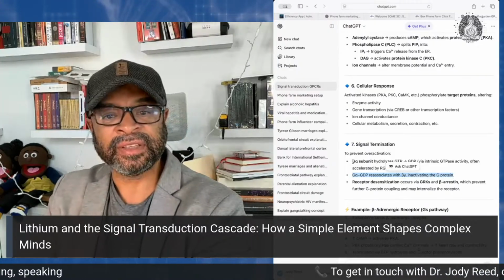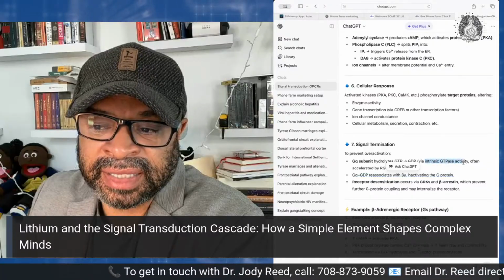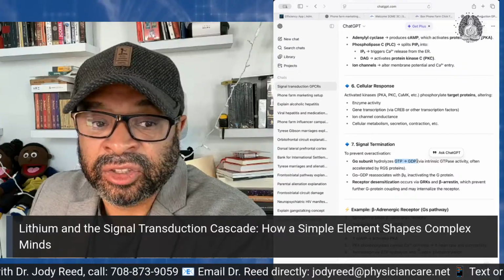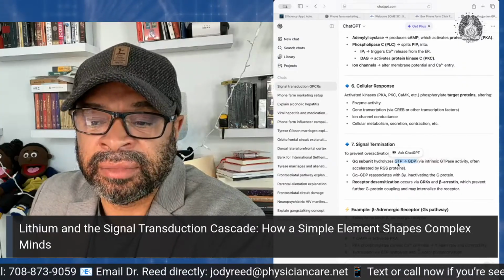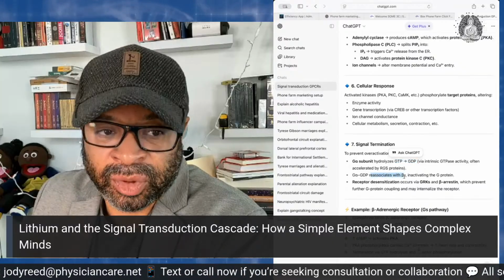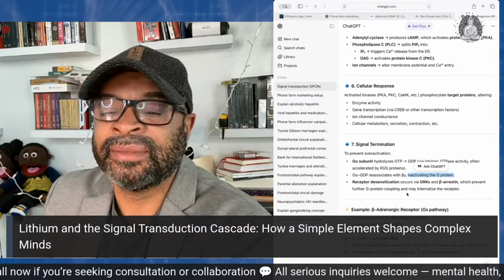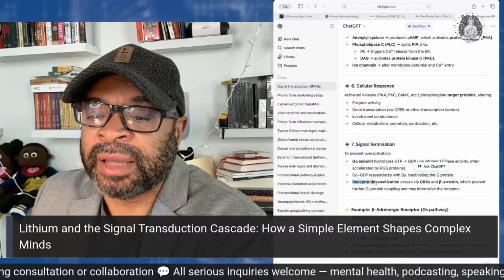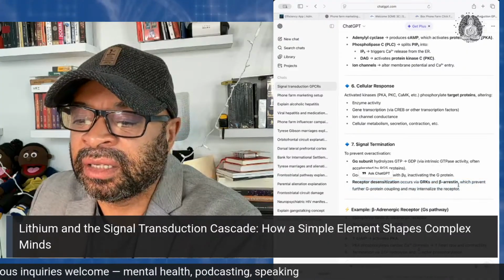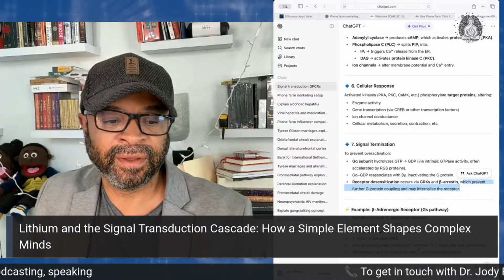So the alpha subunit has intrinsic GTPase activity, and when it's released, it's only a matter of time before it cleaves GTP to GDP, and therefore it causes a reassociation between the alpha and beta-gamma subunits, and then we have the inactivation of the G protein. Got me? Next, receptor desensitization via GRK and beta-arrestin, which prevents further coupling. Hold on one second, guys.